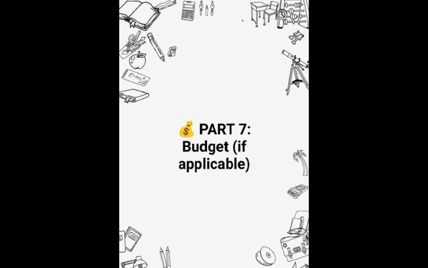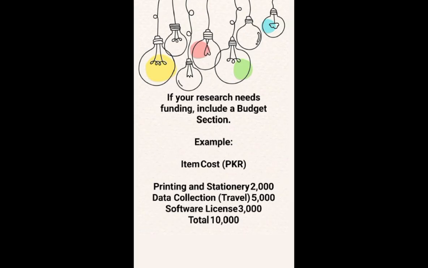If your research needs funding, include a budget section. Then you put items and their costs, like printing and stationery, 2000; data collection travel, 5000; software licenses, 3000; and the total is around 10,000. Even if it's simple, it shows professionalism and preparedness.